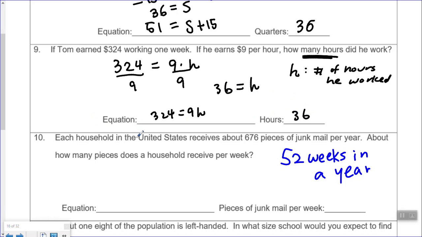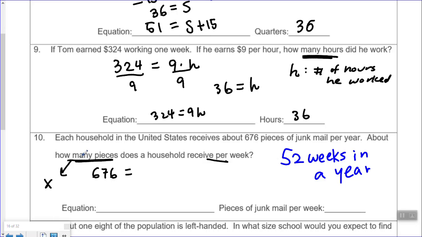Number 10, each household in the United States receives about 676 pieces of junk mail per year. About how many pieces does a household receive per week? Well, you have to know there are 52 weeks in a year. Okay, you need this information. So the total is 676. And how many pieces per week will be your variable.